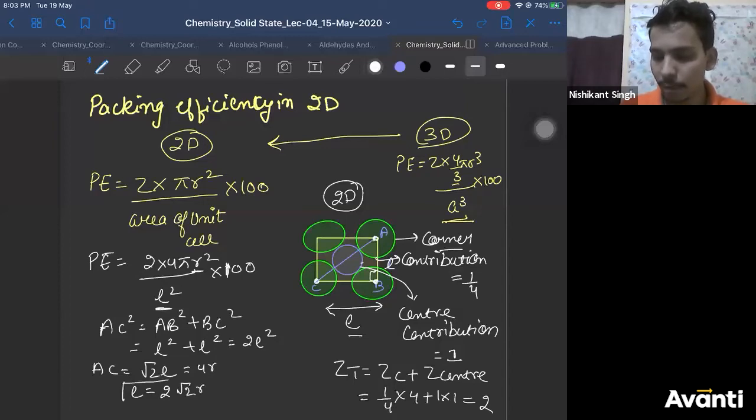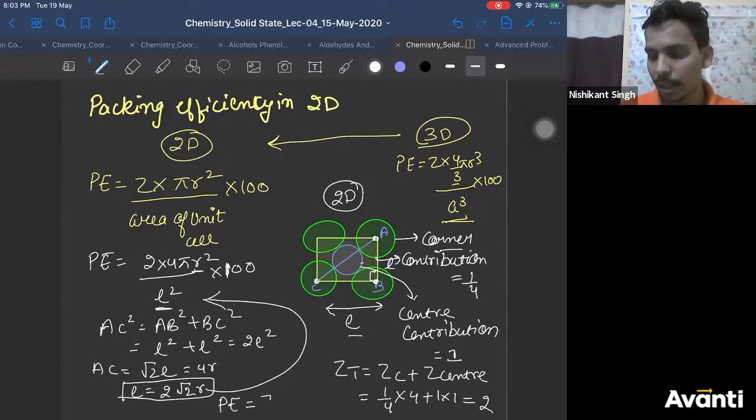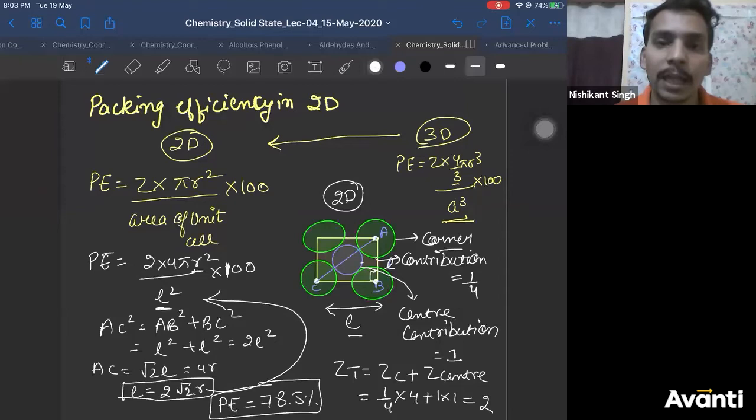Now substitute your value of L in terms of R here. On simplification, your final answer will come out to be approximately 78.5%. Right? 78.5%. That is your final packing efficiency here.